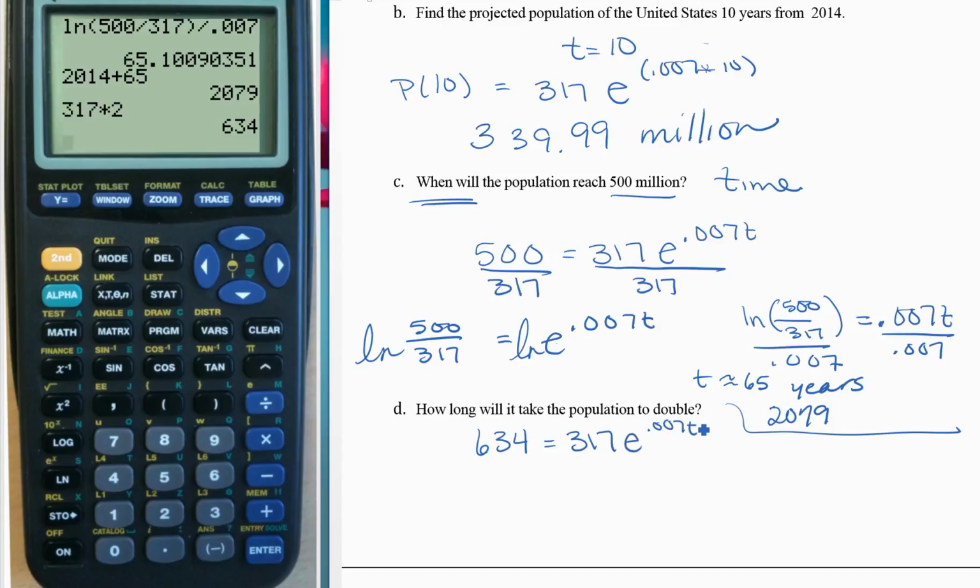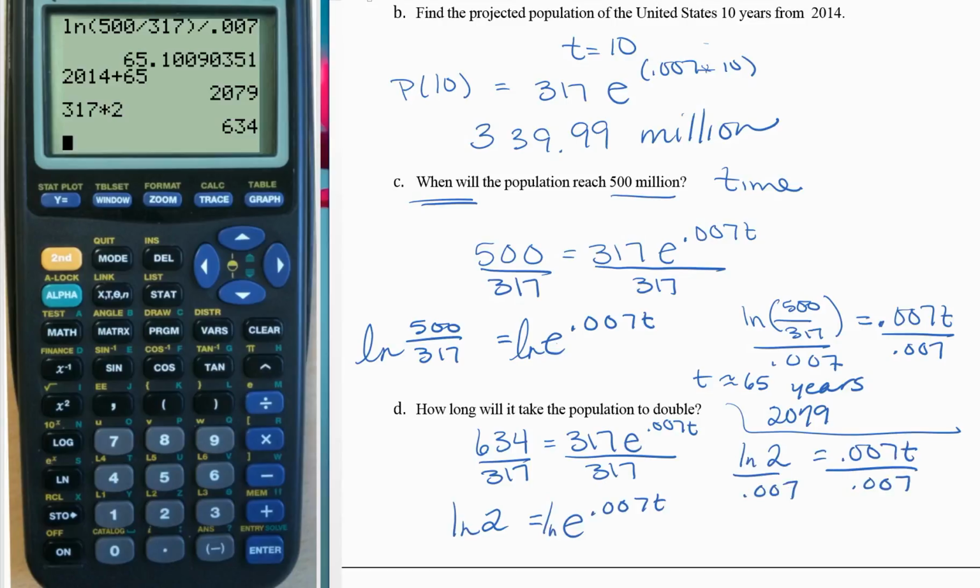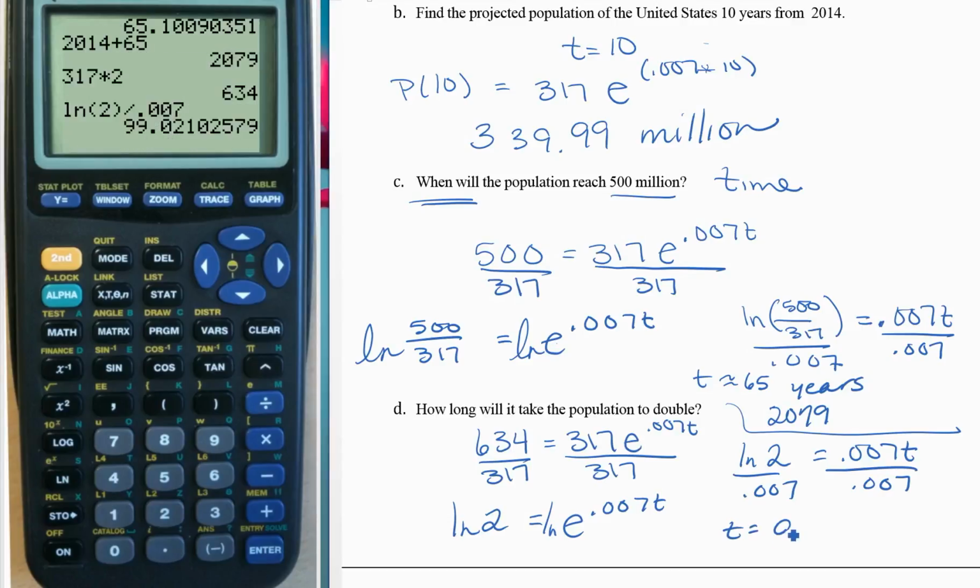So we're going to solve it very similarly. The first thing we're going to do is divide both sides by this 317. We know that 634 divided by 317 is 2, so we have 2 equals e to the 0.007t. We're going to take the natural log of both sides. So we're going to have natural log of 2 equals 0.007t. We'll divide by 0.007. So in our calculator, we're going to do natural log of 2 divided by 0.007. And we'll see that it'll take about 99 years for the population to double.